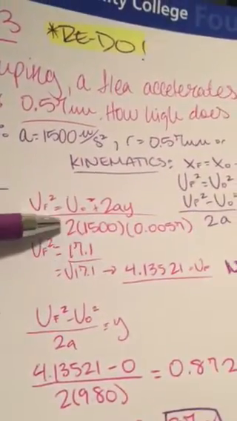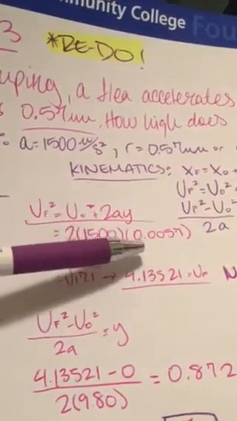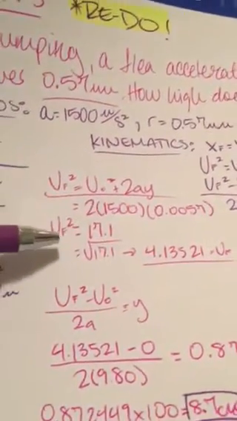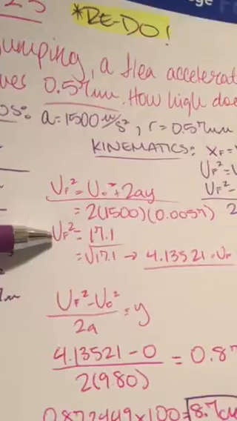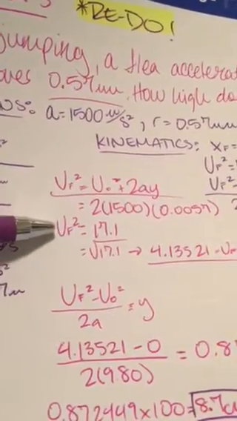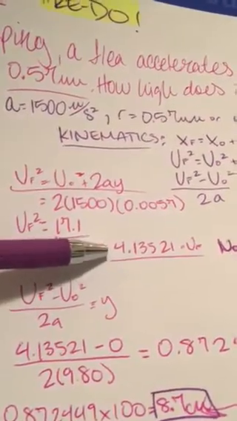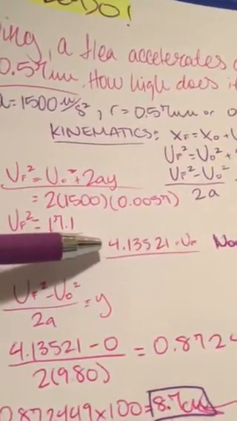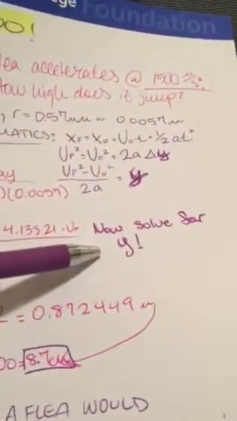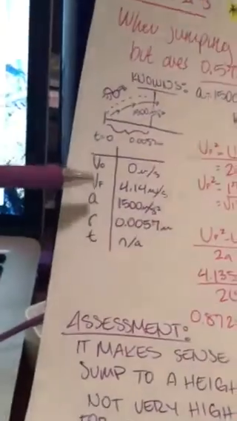We plug in the numbers, 2 times 1500 times 0.0057 meters. That gives us 17.1, but we still have to square root it because final velocity is squared. And then we get final velocity is 4.13521 meters per second.